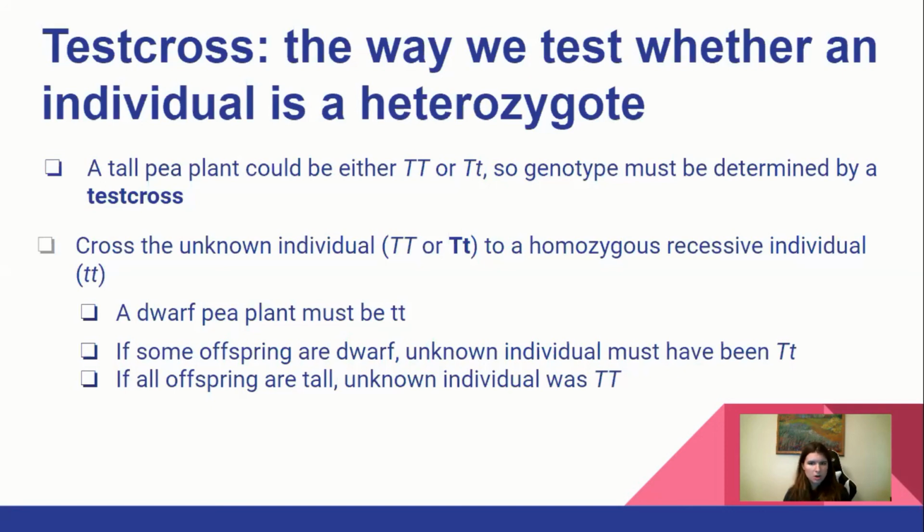We always know the genetics of a homozygous recessive individual because we know that they have to have 2 recessive genes or we wouldn't see the recessive trait. So when we cross them with an individual with unknown genetics, but who has the dominant phenotype, if we see some offspring with the recessive trait, we know that our unknown individual must have been a heterozygote.